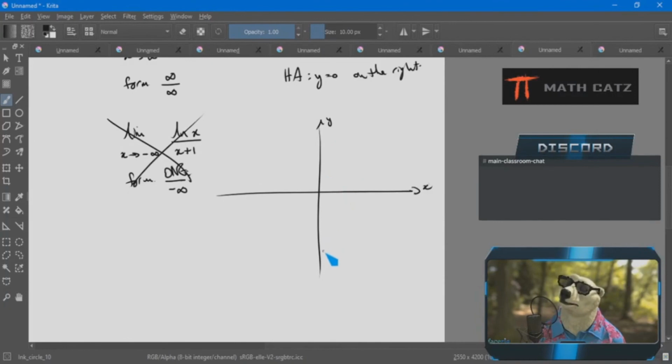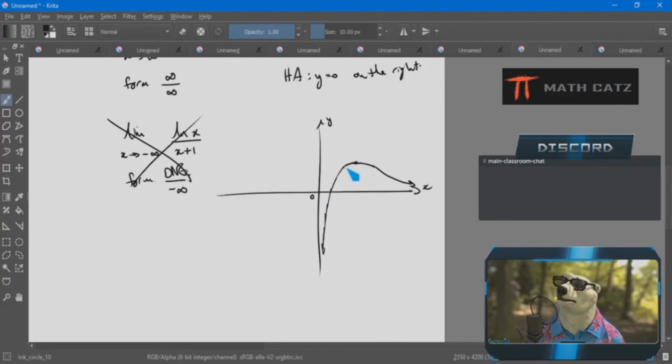So this one actually looks very similar. It has a vertical asymptote here. It crosses. It does something very, very similar to the previous function, but it's not the same. The points where it turns and stuff, it's not the same. I have a vertical asymptote here. I have a horizontal asymptote on the right.